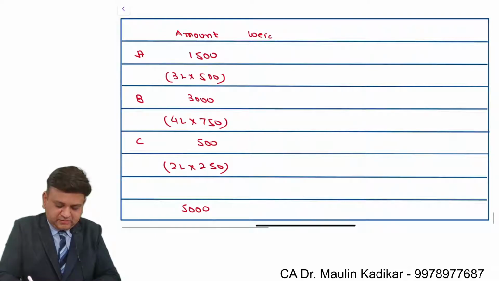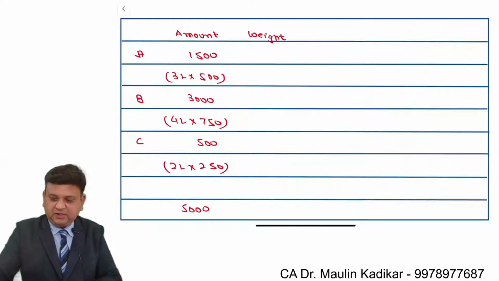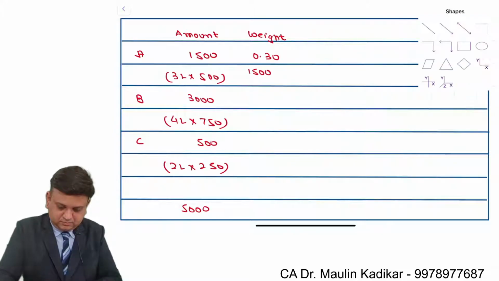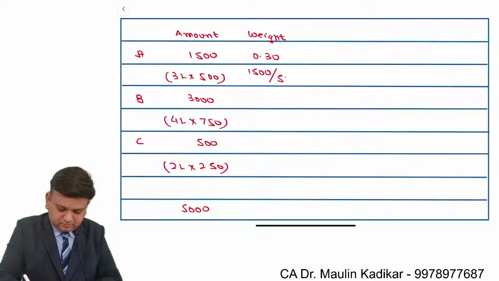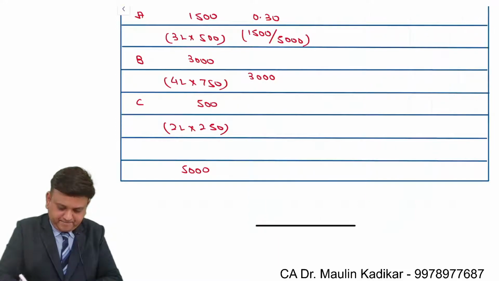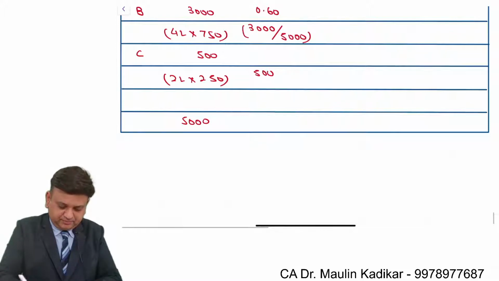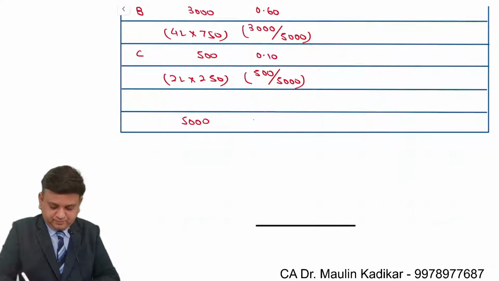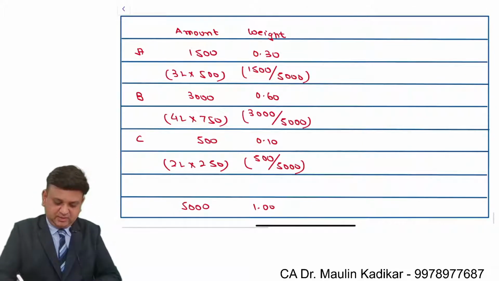Weight or proportion in which the investment is made, 1,500 upon 5,000, that is 0.30. Then 3,000 upon 5,000, that comes to 0.60. And lastly 500 upon 5,000. That comes to 0.10. So the total of all of them is 1.